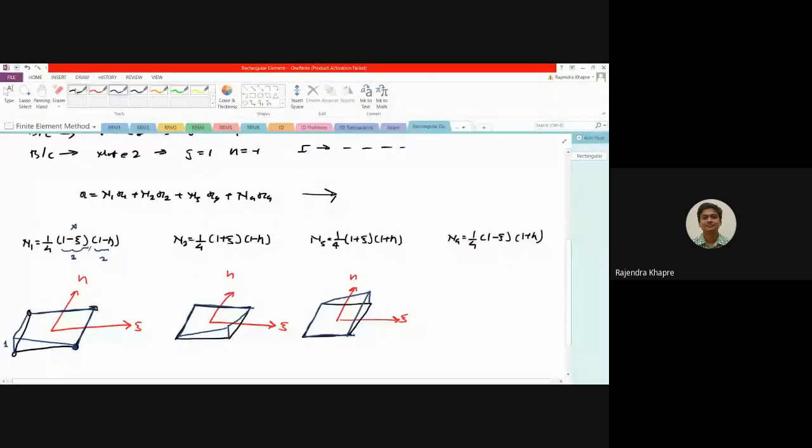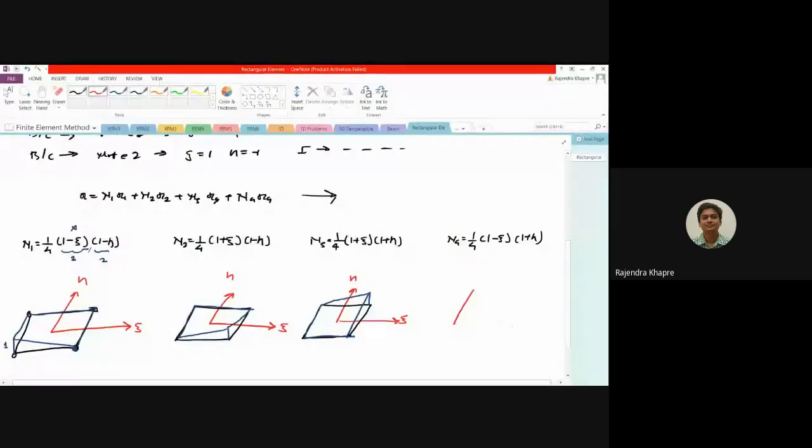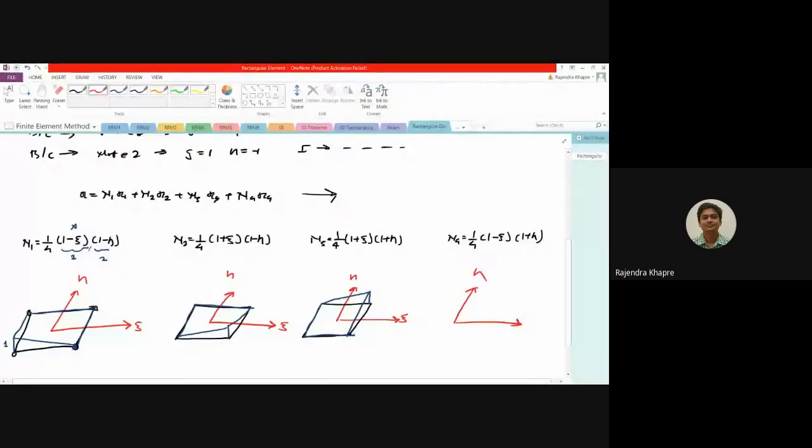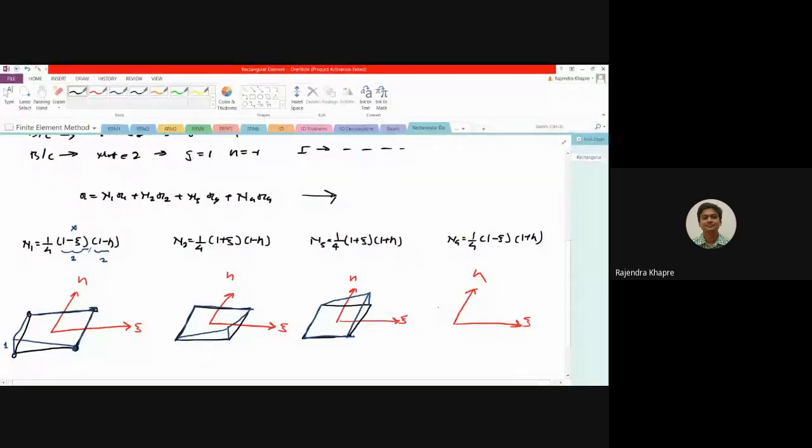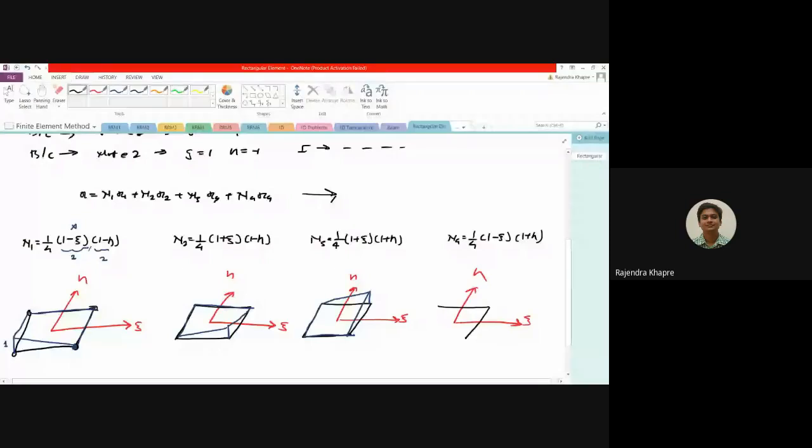And lastly, we can have the n4 variation showing like this. This will be eta, this will be xi, and if you plot the element, your element is like this, and your variation will look something like this.